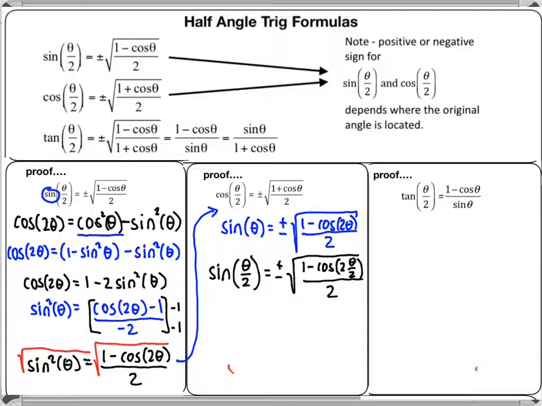And you can see that the 2's cancel out. And at the end of the day, we're going to get the final version of sine of half theta, or theta divided by 2, equals plus or minus the square root of 1 minus cosine theta divided by 2. Okay? And so that's how we derive them, and these are the most common forms that you'll see.